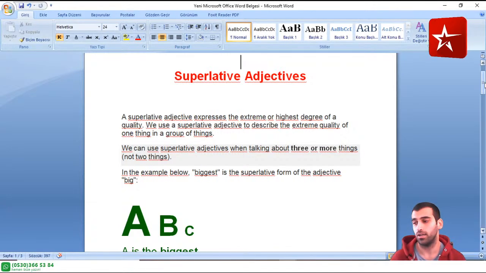All right, in the last lesson, on Thursday's lesson, I talked about comparatives, but today we will learn how we can make superlative adjectives and how we can make this kind of sentences.